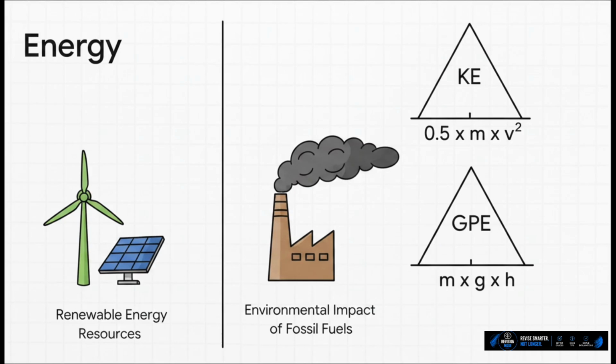Exam tip. Time to grab a pen, pause this explainer, and actually test yourself on these formula triangles. For kinetic energy, the formula is 0.5 times mass times velocity squared. For gravitational potential energy, it's mass times gravitational field strength times height. Here's the thing. Examiners love to give you the total energy and then ask you to find the velocity or the height backwards, so mastering how to rearrange these is absolutely key.